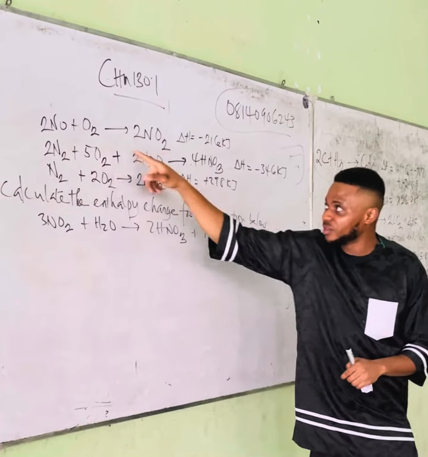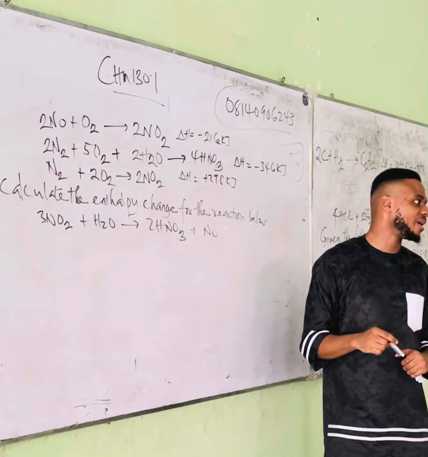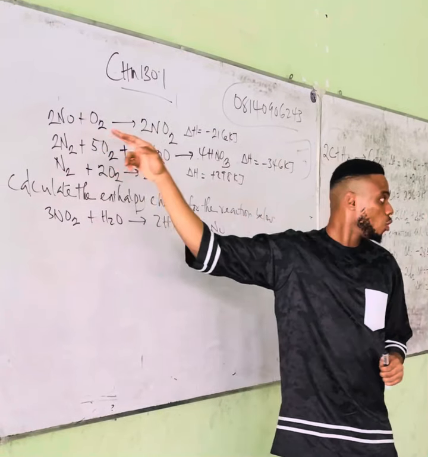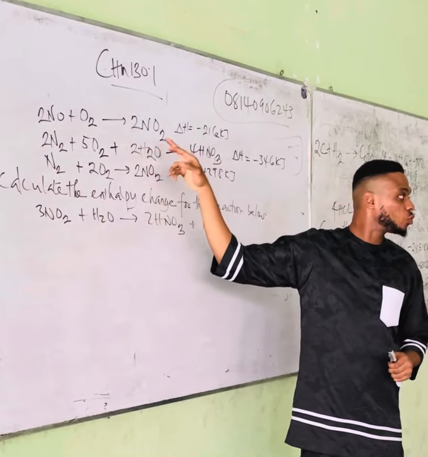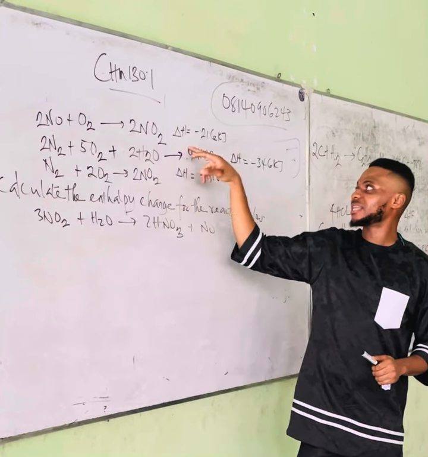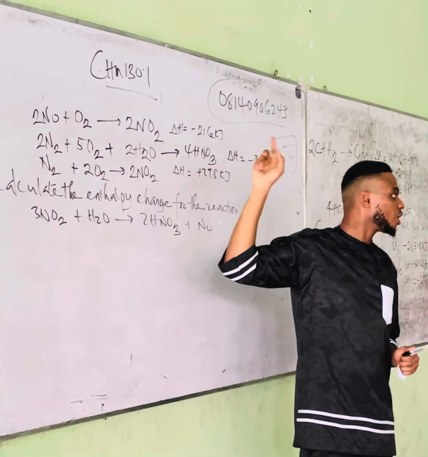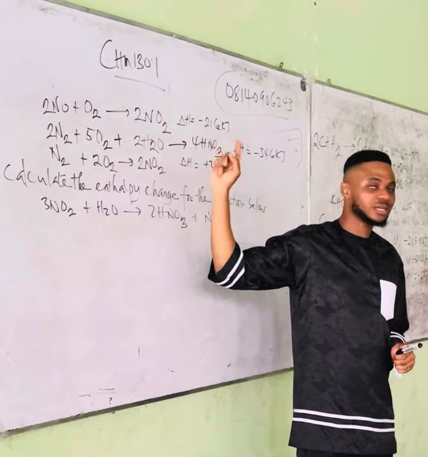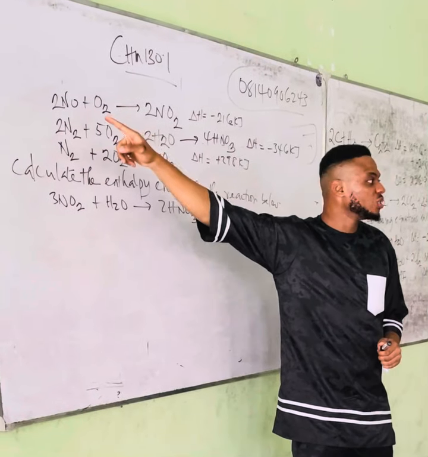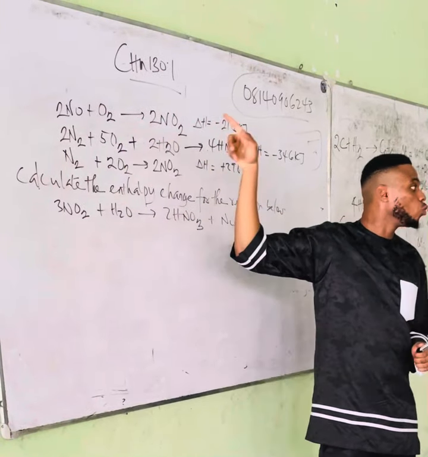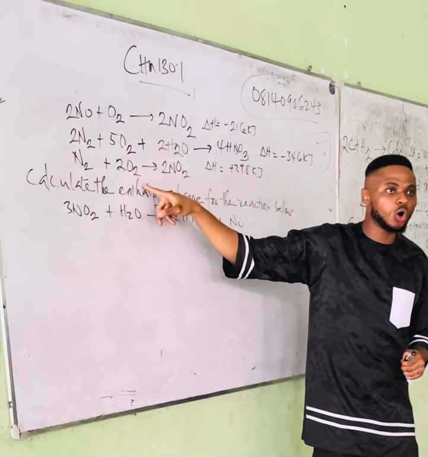Now let us start with the first individual reaction. We have 2NO plus O2 giving 2NO2. Our delta H is minus 216 kilojoules. Now let us check on this first reaction what we will not see on the second or the third.